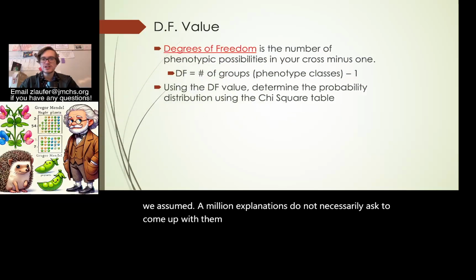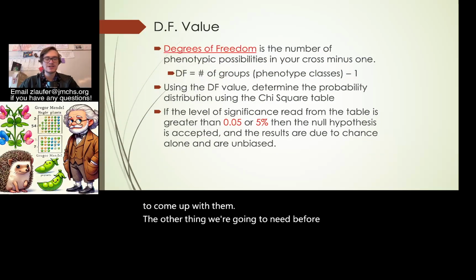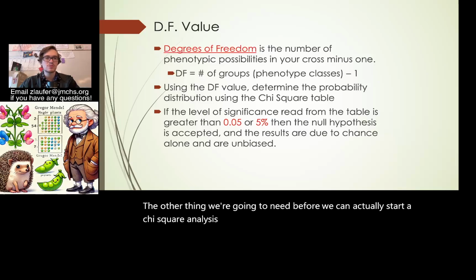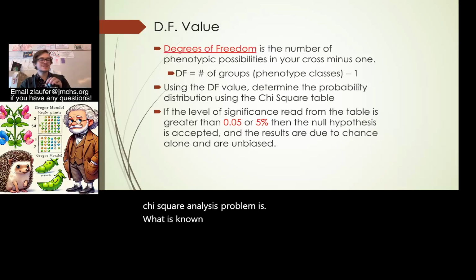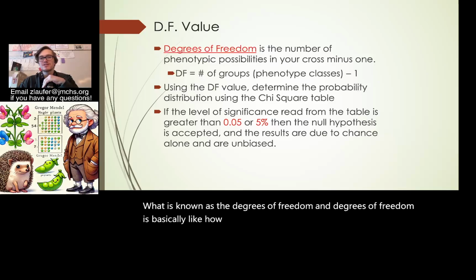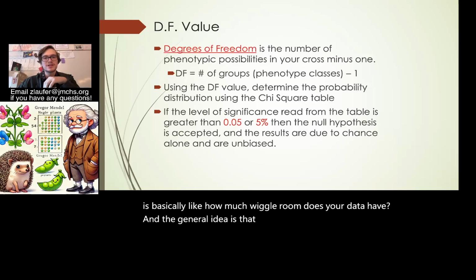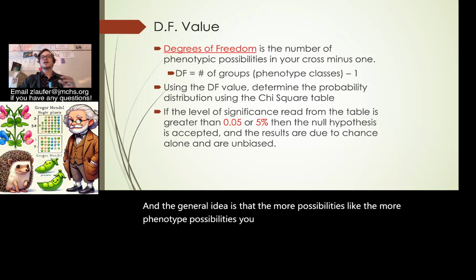The other thing we're going to need before we can actually start a chi-square analysis problem is what is known as the degrees of freedom. And degrees of freedom is basically like how much wiggle room does your data have. And the general idea is that the more possibilities, like the more phenotype possibilities you have, the more random chance you're kind of allowed.